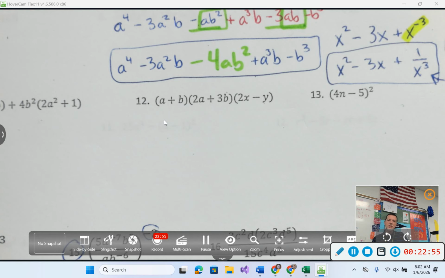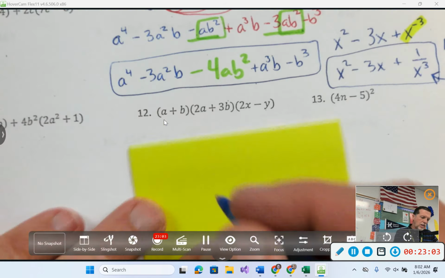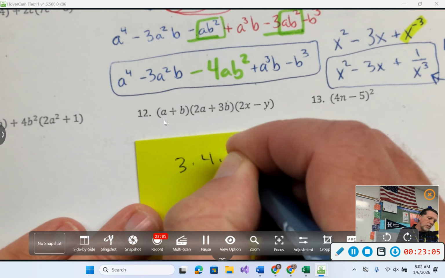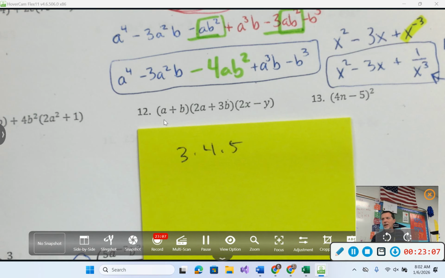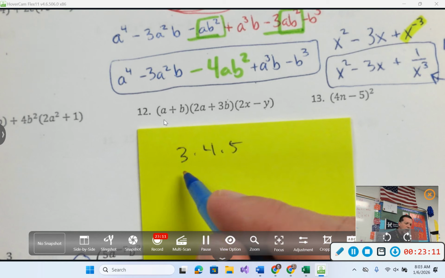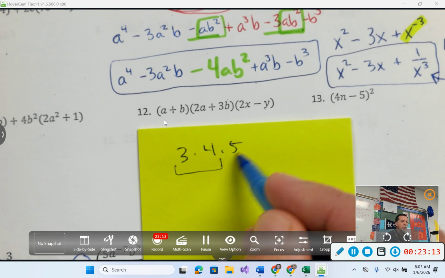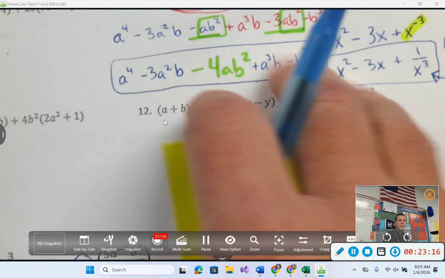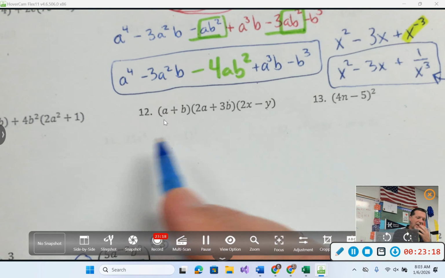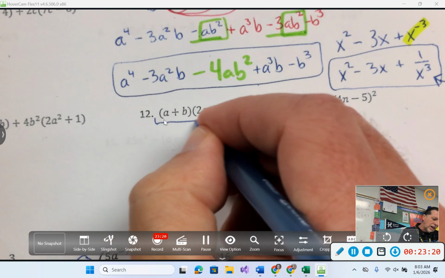Yeah, but you can't do it all at once. Like if I ask you to multiply 3 times 4 times 5, yes, you can do that, but you have to do it 2 at a time. You can't just do it all at once. You would say 3 times 4 is 12, and 12 times 5 is 60. Kind of the same thing with number 12. I can't just do it all at once. I'm going to have to do those.